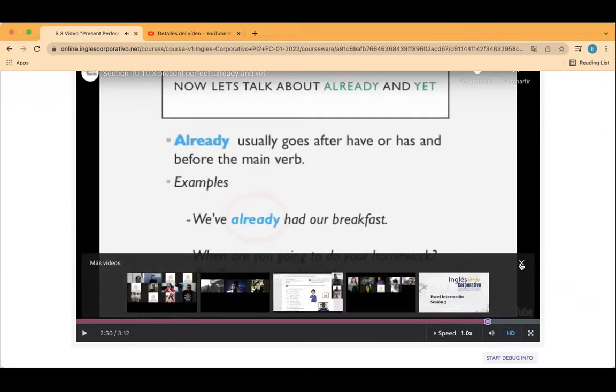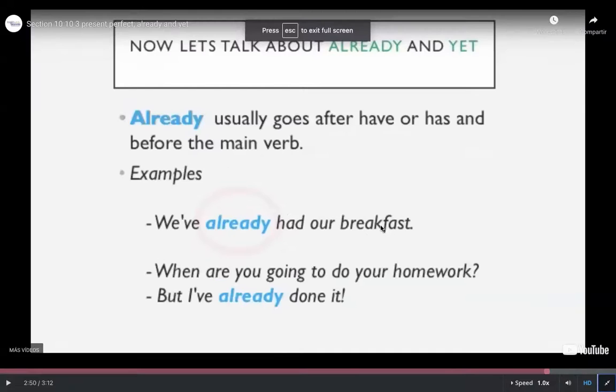Okay. ¿Qué significa already? ¿Alguien ha escuchado esto, Sam? ¿Qué significa already? ¿Estar listo? No está listo, pero similar. ¿Alguien más tiene otra idea? Es como cuando ya se hizo algo. Exacto. Es el ya. Ya desayuné. Ya hice mi tarea. Ya. Eso es el already.